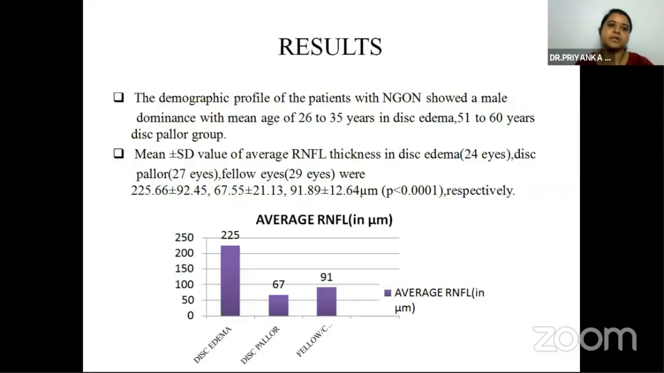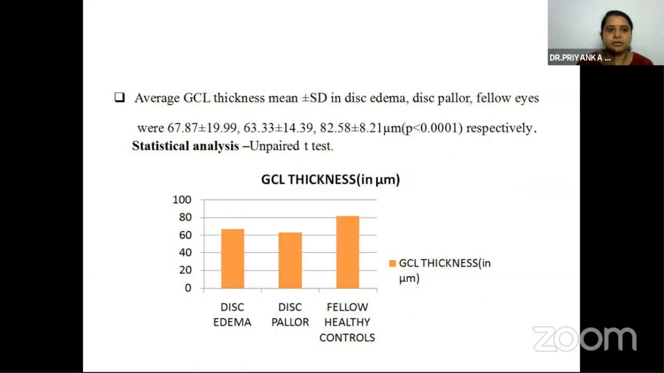Here are the results. The demographic profile of the patients with NGO showed male dominance with a mean age of 26 to 35 years in disc edema, and 51 to 60 years in disc pallor. The mean average RNFL thickness in disc edema, disc pallor, and fellow eyes were 225, 67, and 91. Average GCL thickness mean in disc edema, disc pallor, and fellow eyes was 67, 63, and 82.